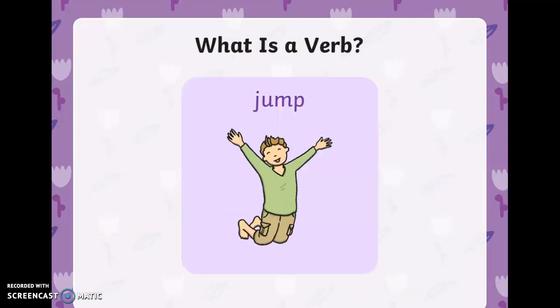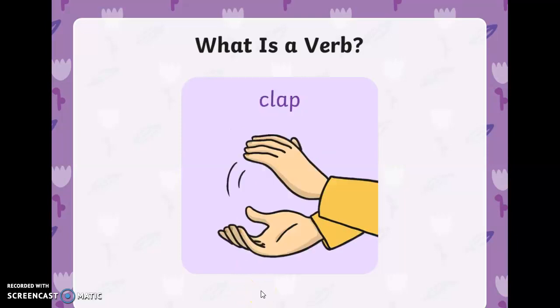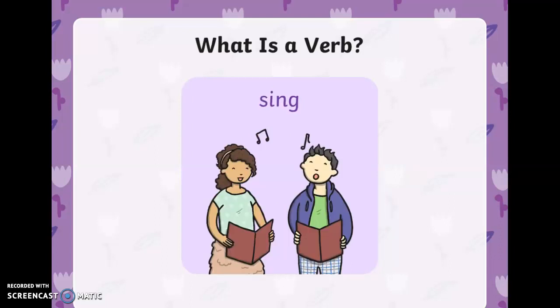What is a verb? What's this boy doing? He's doing a jump. Let's see. What is a verb? And he is jumping. What is a verb? We have a picture here of clapping. Clapping. What is a verb? These are singing. To sing.